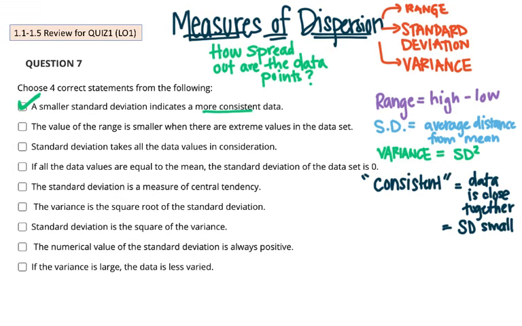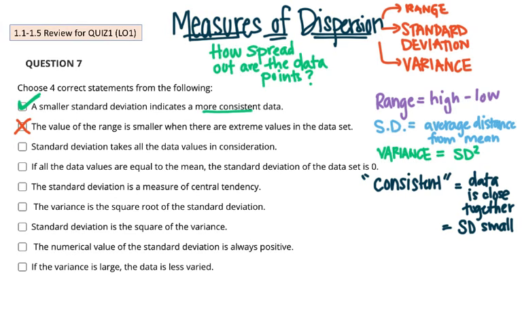Okay, the next sentence. The value of the range is smaller when there are extreme values in the data set. That's actually not true. Extreme values means there's very big numbers or very small numbers. So when you do the range, the high minus the low, it would be quite big if you had a very big number or a very small number.